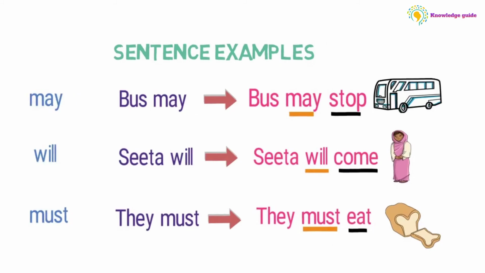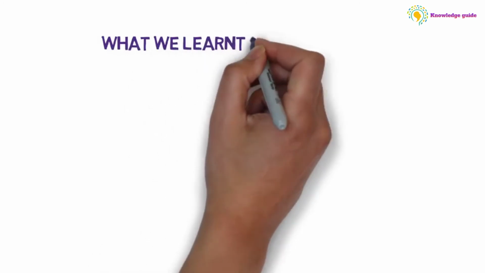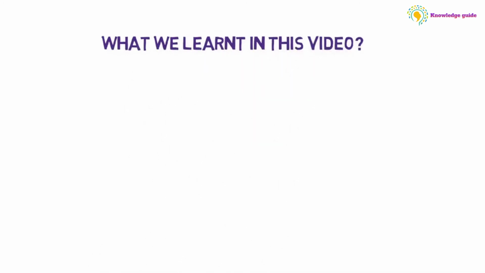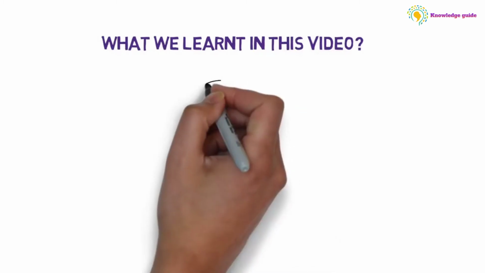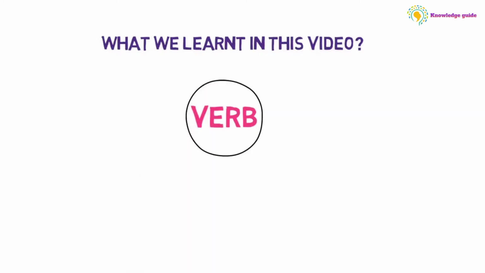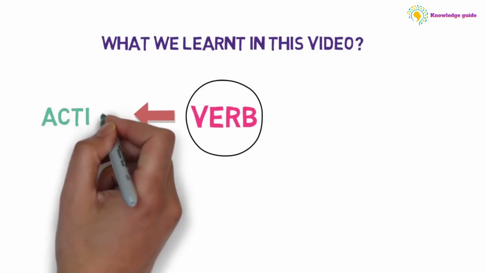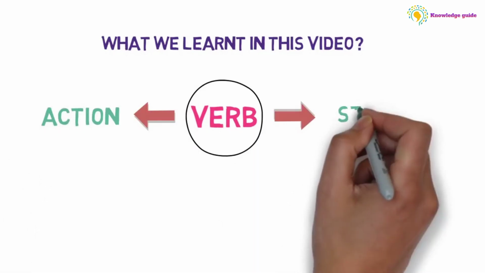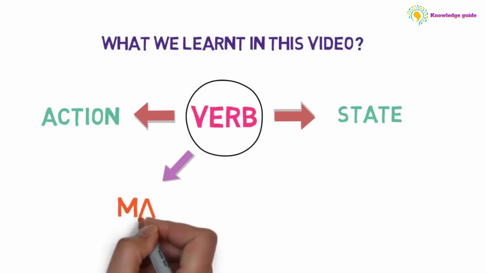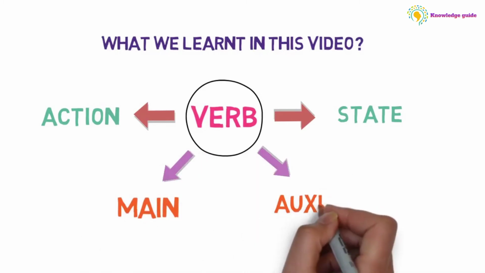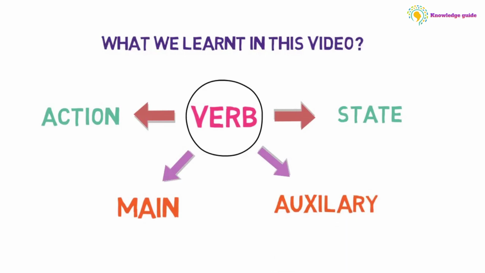Friends, that's all for this video. Now let us go back and remember what we have learned. We have learned about verbs, and that verbs are of two kinds. One shows an action, and the other shows the state or situation of the subject. And also they have two main types: main verbs and auxiliary verbs.